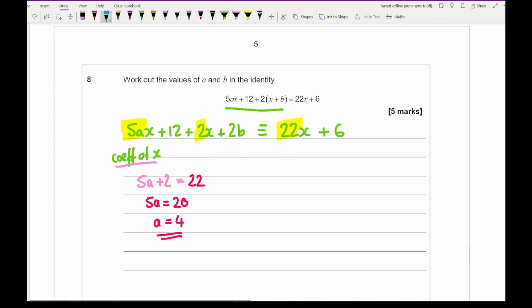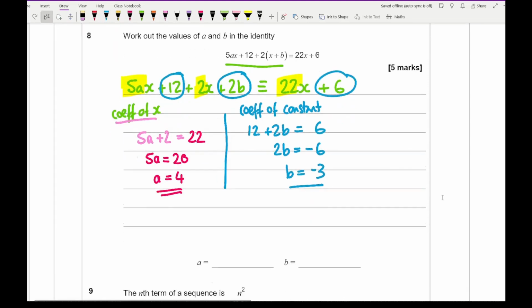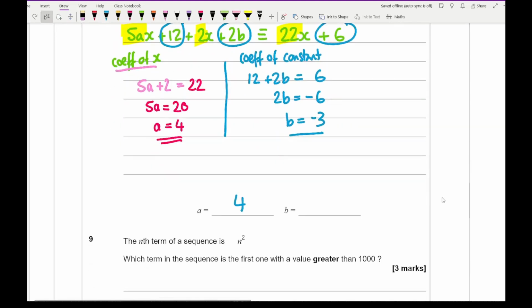And then if I look at the constant, so everything that hasn't got an x, well, I've got 12 and I've got a 2b, and that needs to equal plus 6. So that means 2b equals minus 6, and so b equals minus 3. And there I've got my two values of a equals 4 and b equals minus 3.